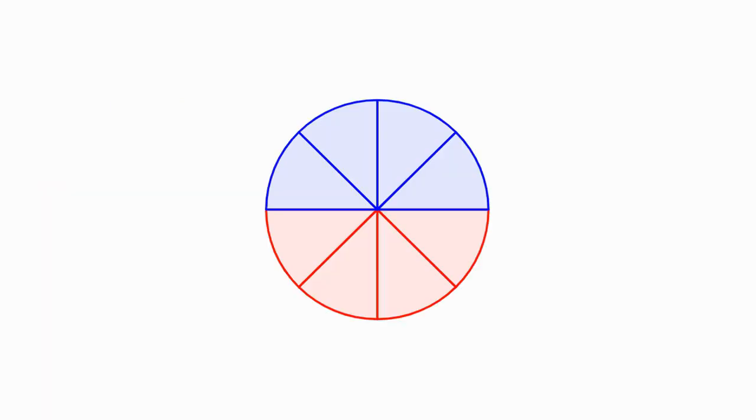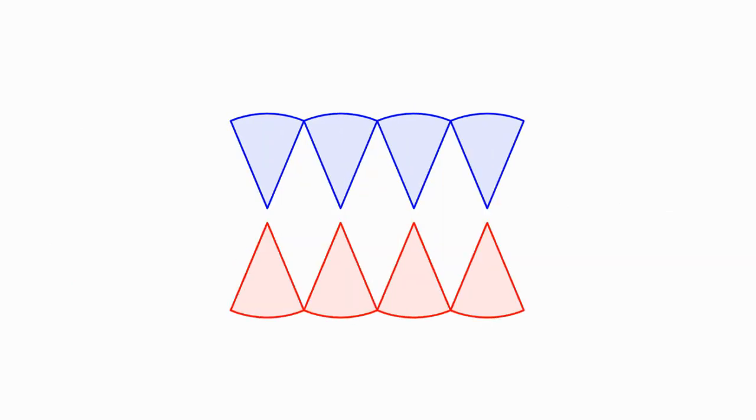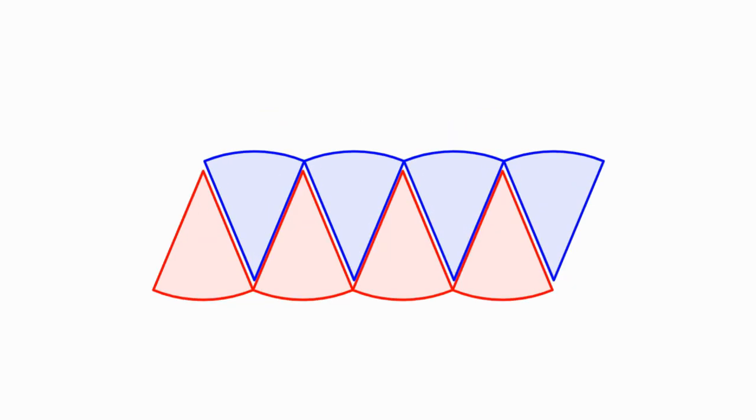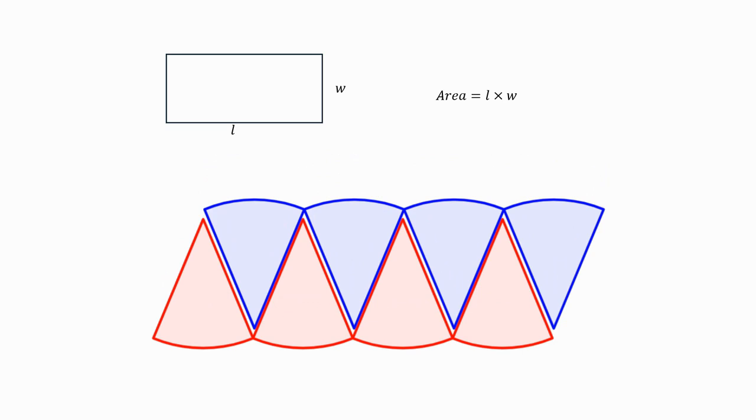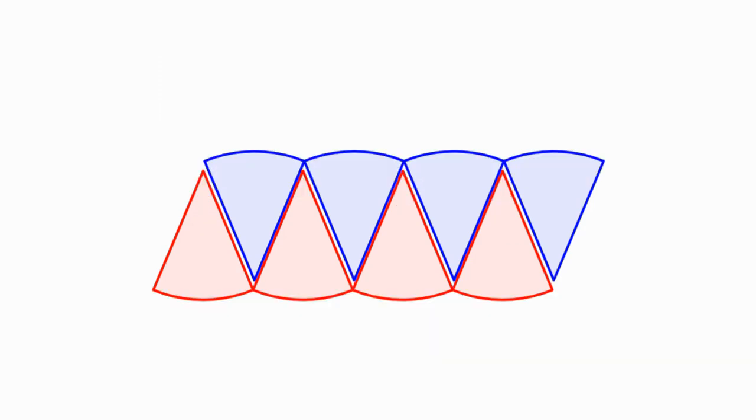Bear with me, but I'm going to separate these sectors like this. Now if we put them together like this, we get this shape. And now this kind of sort of resembles a rectangle whose area is given by length times width. If we were to just pretend that this shape was a rectangle, the length would just be the circumference of just one of the semicircles that we established, right? And the width would just be the radius of the circle.